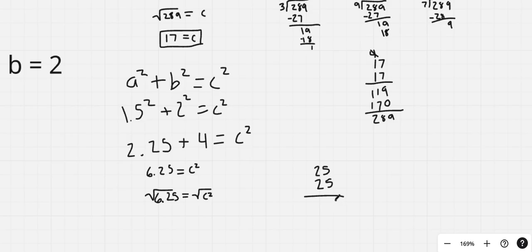5 times 5 is 25, right? Our 5 carried a 2. 5 times 2 is 10, plus 2 is 12. Now we scratch out that carry. Put our 0, go to the tens place. 2 times 5 is 10. Write our 0, carry the 2. 2 times 2 is 4, plus 2 is 6. 725. So that isn't it.